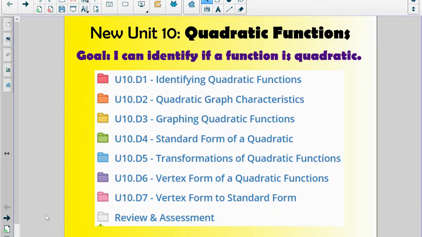Hey, we are now to Unit 10, which is on quadratic functions. So what we're going to take a look at in this unit is right up here on the screen. You can see the different days. We're looking at about 7 lessons, and we'll get into our review and assessment at the end.